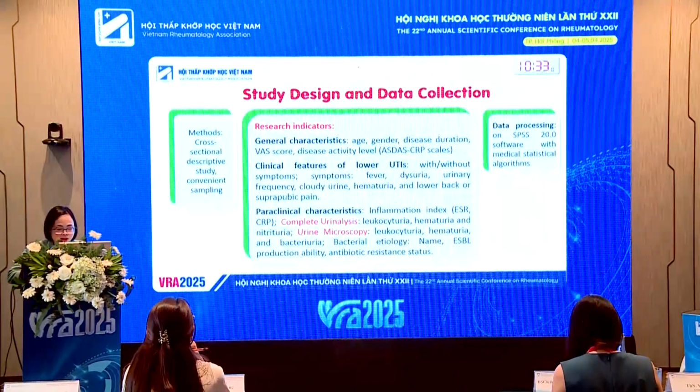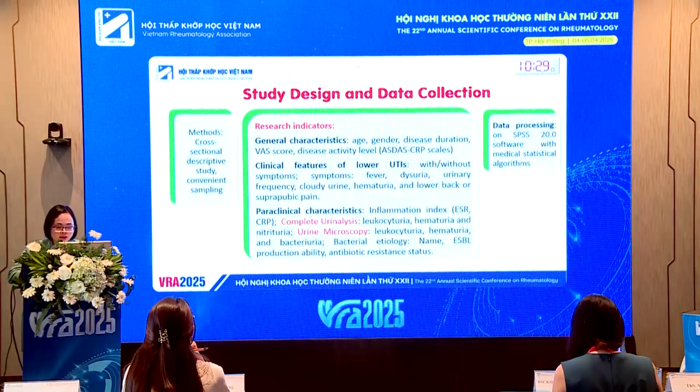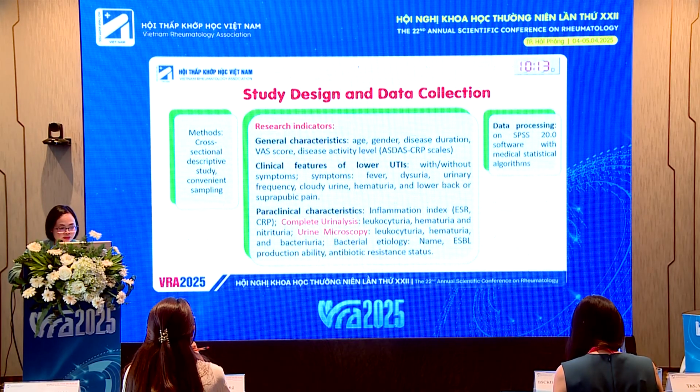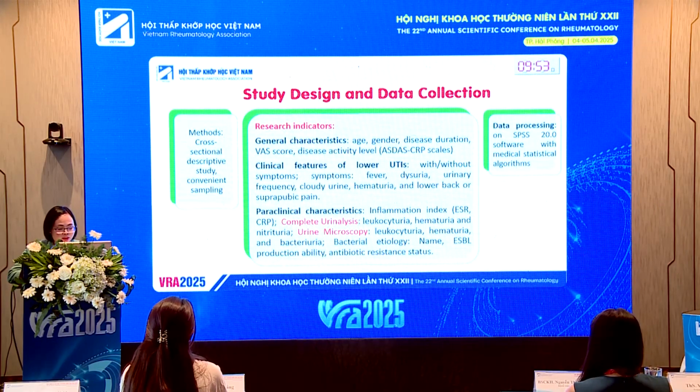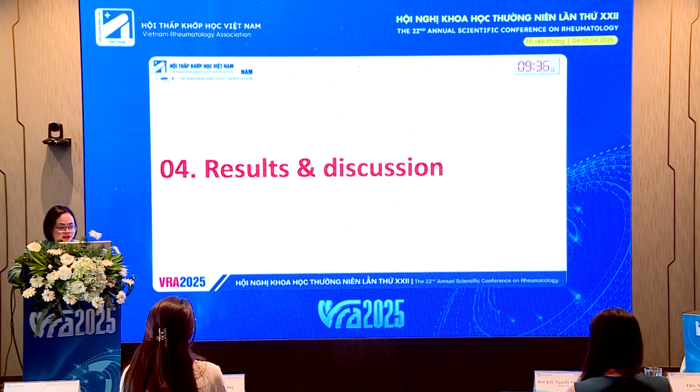And now, regarding the study results and data collection, we performed a systematic assessment of each patient, including general characteristics and clinical features of lower UTIs, with symptoms of lower UTIs, particularly fever, dysuria, urinary frequency, cloudy urine, hematuria, and lower back pain or suprapubic pain. Paraclinical characteristics: blood test to assess systemic inflammation, and urine test, complete urine analysis, leukocyturia, hematuria, and nitrituria. Urine microscopy: leukocyturia, hematuria, bacteriuria, and especially urine culture, noting ESBL production ability and antibiotic resistance status. And here are the results and some discussion.